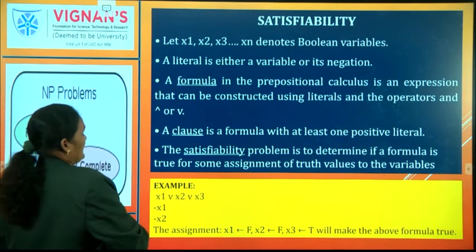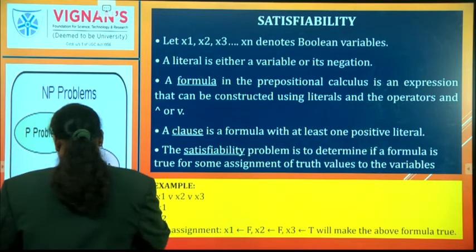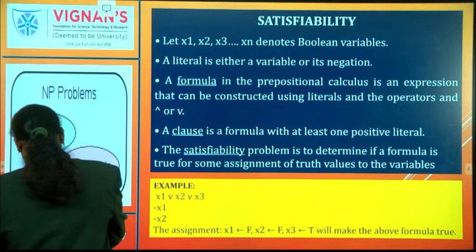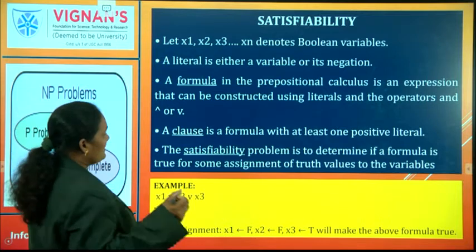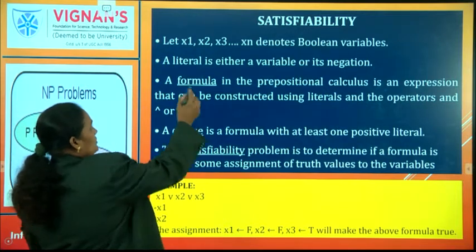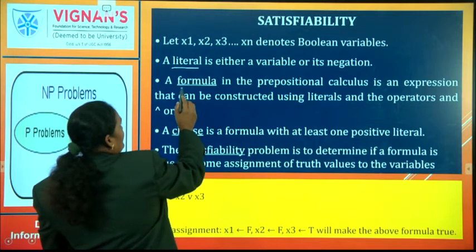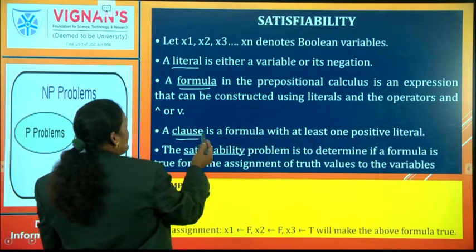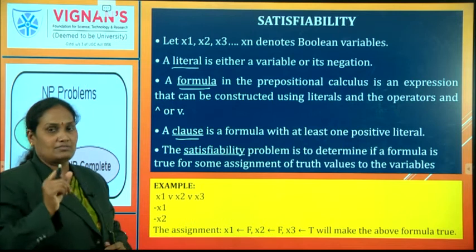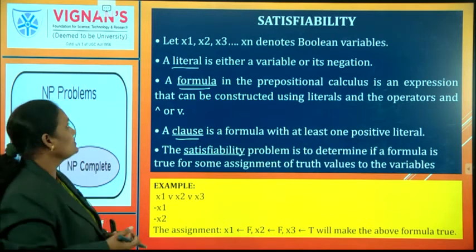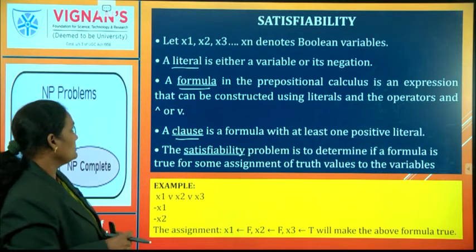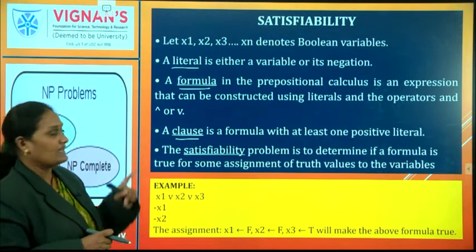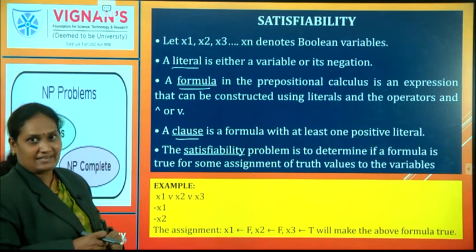What is satisfiability? For knowing about satisfiability, we need to know what is a literal, what is a formula, and what is a clause. Before going to know what satisfiability is, first we need to know what a literal is, what a formula is, and what a clause is.